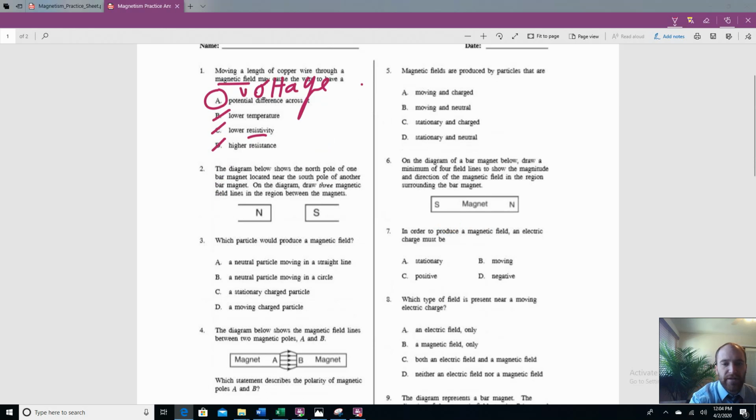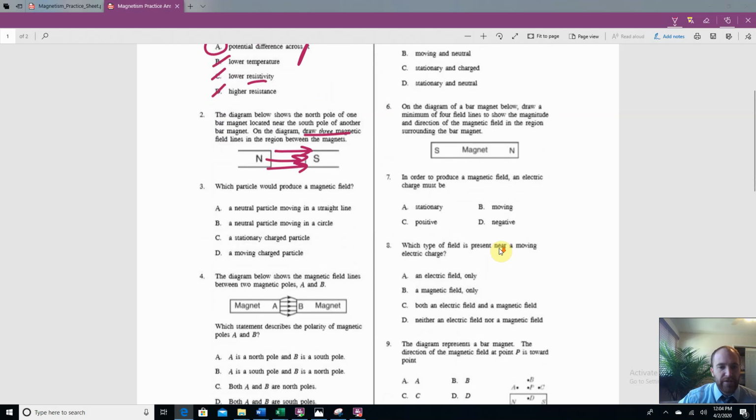Alright, next up, we're going to draw a magnetic field. It says draw at least 3, so make sure you just follow the instructions here. Magnetic fields always point from north towards south, and mine look atrocious, but that's it. Just from north towards south. There you go.